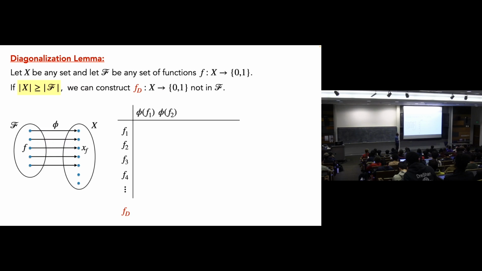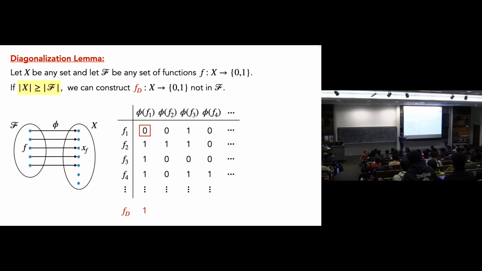So I'm going to put that as a column here. And then for f2, it's going to be phi of f2. For f3, it's going to be phi of f3, and so on. And then I can fill the table now with zeros and ones, depending on the values that these functions take on these particular inputs. And then we do the same thing. We go through the diagonal, and then we swap the values. Flip the values. Okay, so this is it.